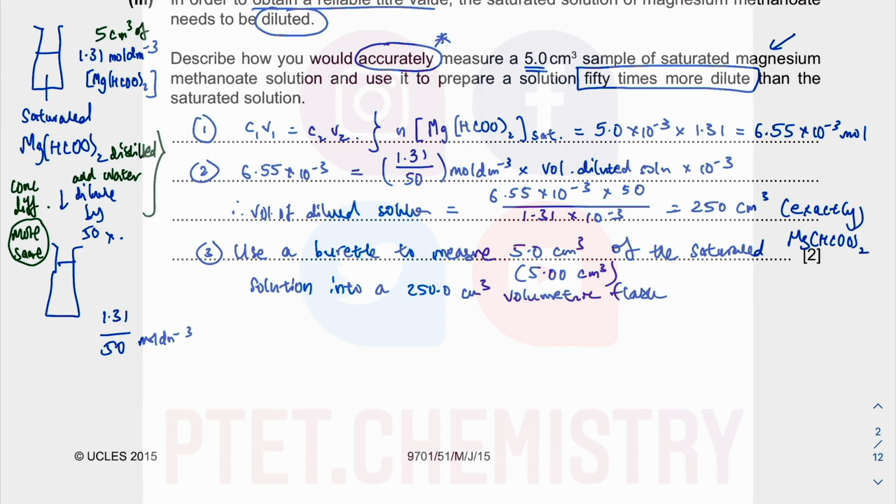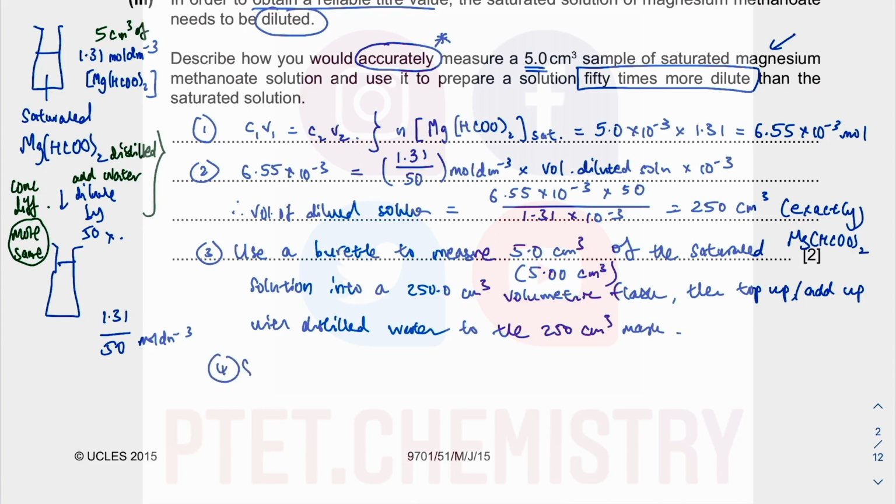Alright, and then top up with distilled water to the 250 cm³ mark, and finally stopper the volumetric flask and then shake to mix well. So that is how you dilute it. Okay, let me just fix up one of my handwriting there. Mix well. Alright.